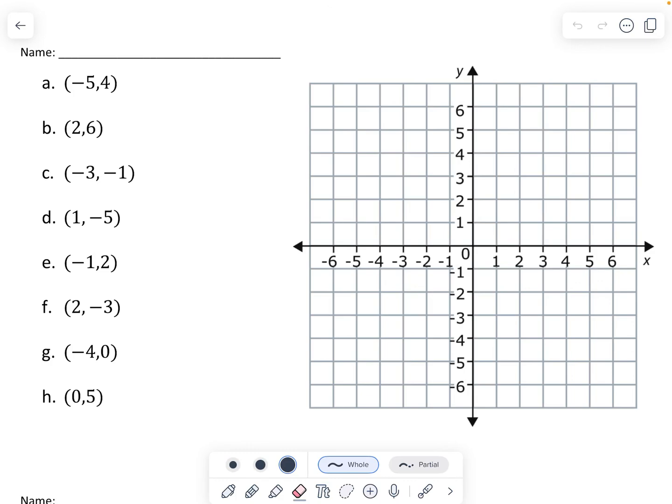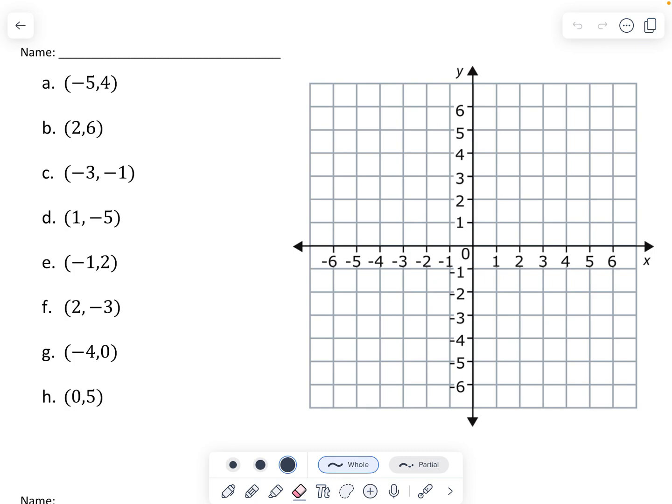Hello, this is going to be a super quick review over what you guys learned yesterday with the coordinate plane. Since I'm not there, I just wanted to do a quick review so that you can remember how to do it, so when you do your mystery picture today, you're not confused.